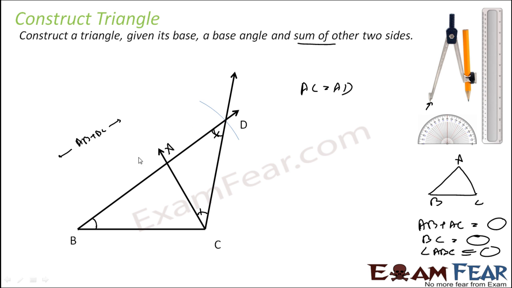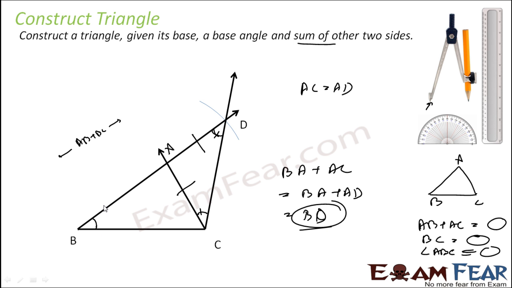And now this whole length, if you see, is AB plus AD, right? So AB plus AD is nothing but AB plus AC. Since this is equal to this, I can say that this is the triangle I am looking for. The side BC was given, this angle is given, and this plus this is actually equal to BD, because AB is common and AC is equal to AD. You can say that BA plus AC is equal to BA plus AD is equal to BD. And that's what we have drawn.